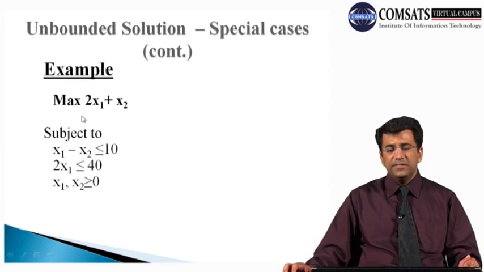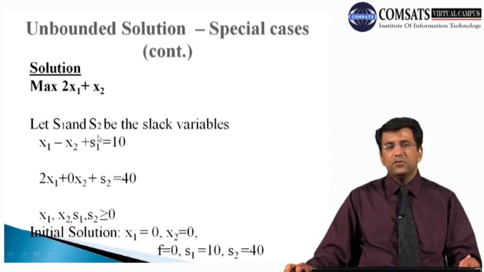Again, class, let's take the example of this unbounded solution. Let's say we have a function and we are interested in maximizing 2x1 plus x2, subject to the different constraints: x1 minus x2 less than or equal to 10, 2x1 less than or equal to 40. These are the non-negativity constraints. Now again, we'll have to introduce the slack variables. Let s1 and s2 be the slack variables in this particular case. Now we have two equations by introducing the slack variables. This is our initial solution.